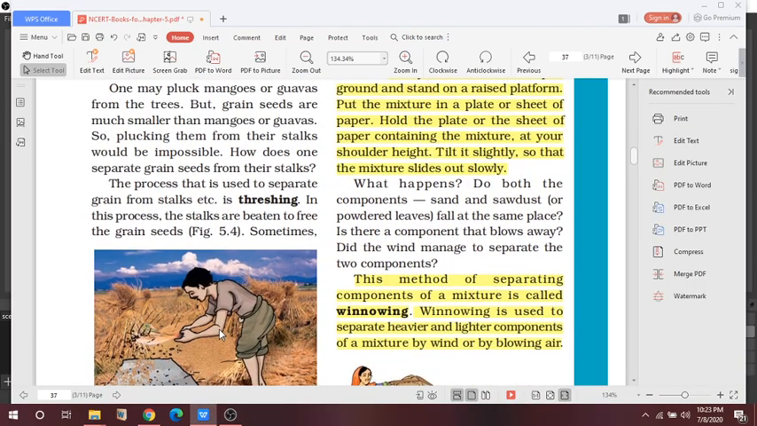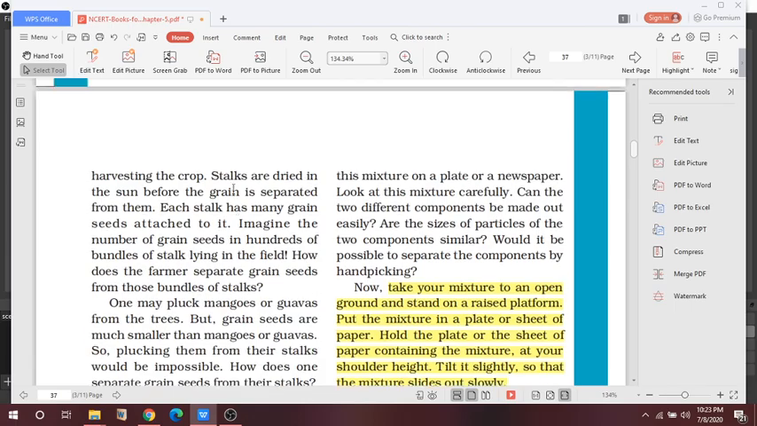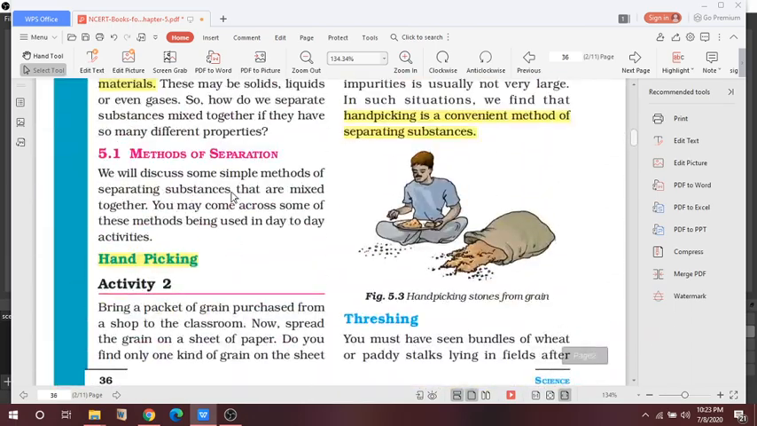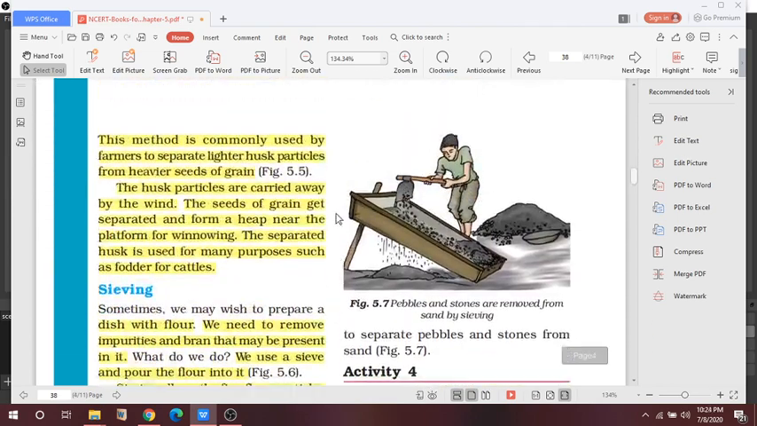In the previous class I discussed with you the separation of substances on the basis of their properties. We discussed threshing, and we discussed the hand picking part. Today we will discuss the winnowing and sieving methods.